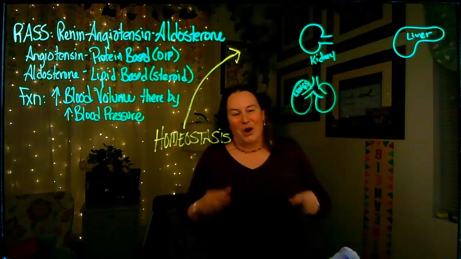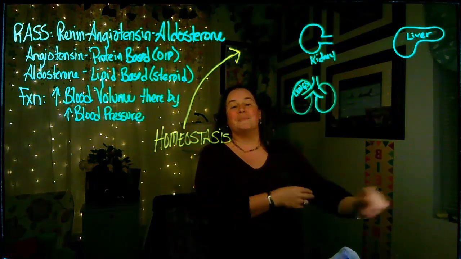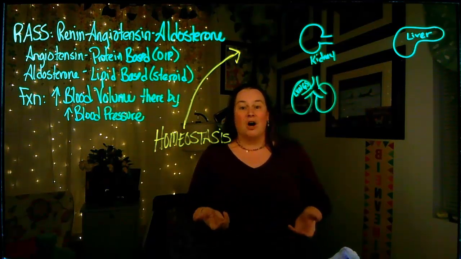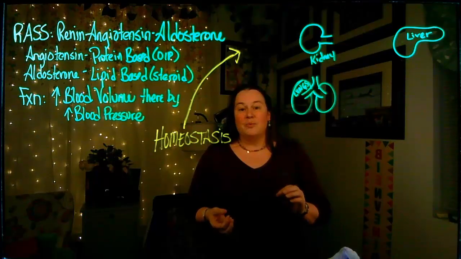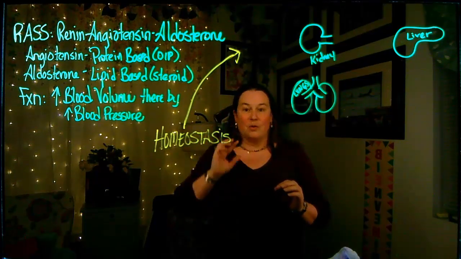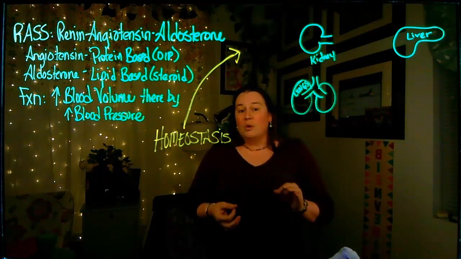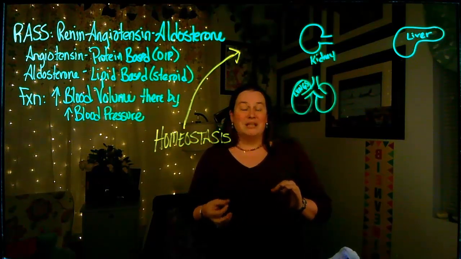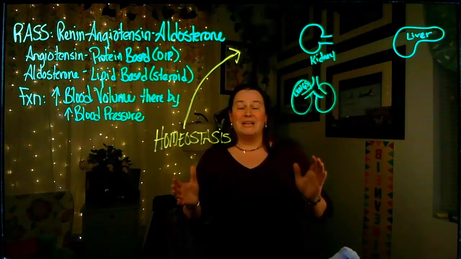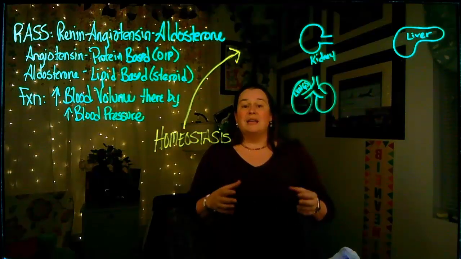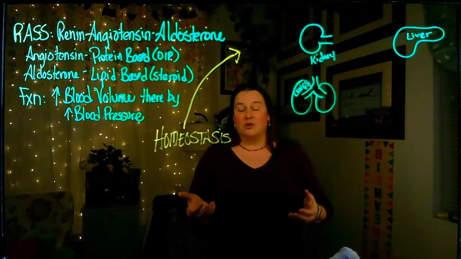Okay. So, as we started all of our other feedback loops, we always want to include in the upper left-hand corner the name of our hormone. In this situation, we're looking at a combination of hormones that are working collectively to have a desired effect. The Renin Angiotensin Aldosterone System, or RAS, involves a hormone that is released from the adrenal cortex.